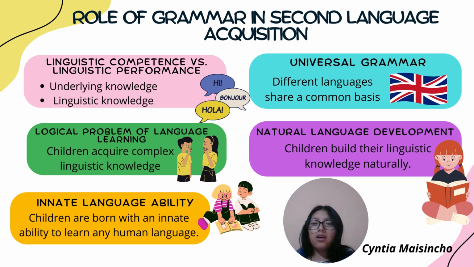Universal grammar holds that different languages share a common basis in terms of grammatical structures and is considered part of the genetic code of human beings. Natural language development. Chomsky argues that children build their linguistic knowledge naturally and that they don't need external stimulus to learn a language. Thank you.